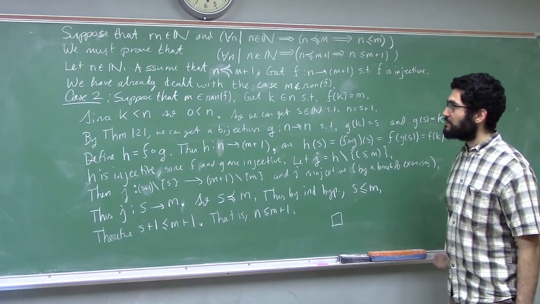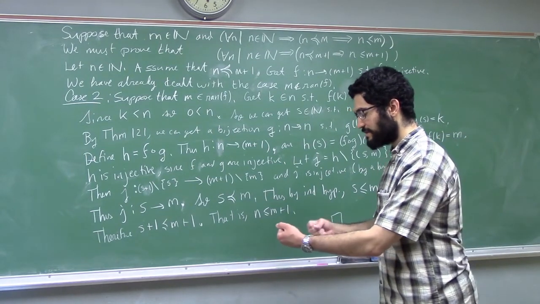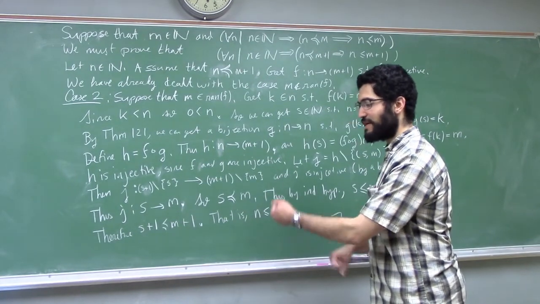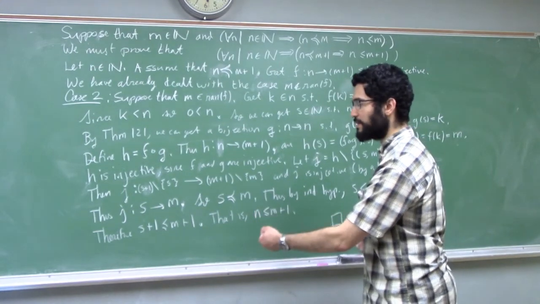Alright, so now we know that when a natural number has cardinality less than or equal to that of another natural number, it follows that that natural number is itself less than or equal to the other natural number in the ordering of the natural numbers.